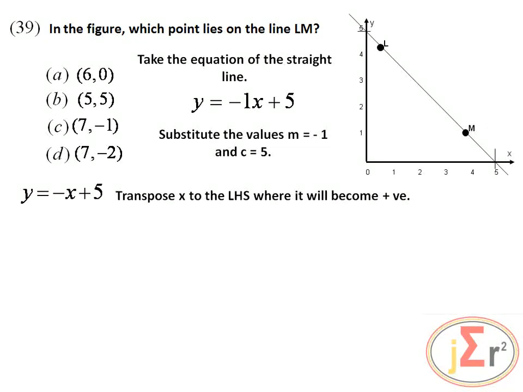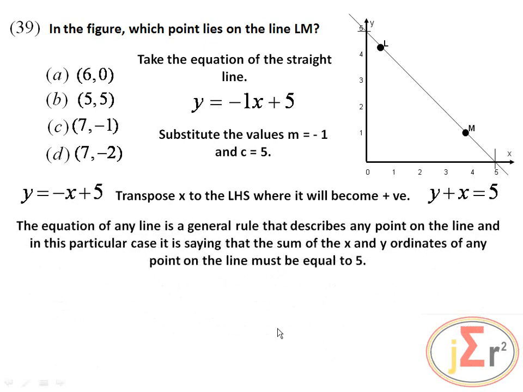Transpose x to the left hand side where it will become a positive x. So we transpose that negative x here, positive x on the other side. We have y plus x is equal to 5, and that is the equation. The equation of any line is a general rule that describes any point on the line. And in this particular case, it is saying that the sum of the x and y ordinates of any point on this particular line must be equal to 5. So, the equation is a general rule that describes the points that are on the line.